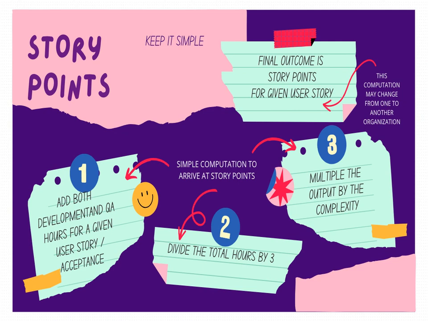Let us explain a simple three-step technique how to convert your standard, tech and QA estimation, to story points for a given user story or feature. Step 1. Add both hours, tech plus QA, for a given user story. Step 2. Divide the total hours by 3. Step 3. Multiply the result of Step 2 with the complexity.